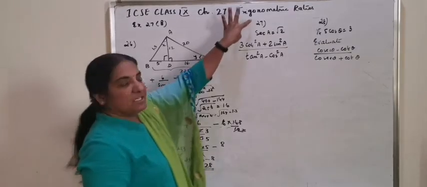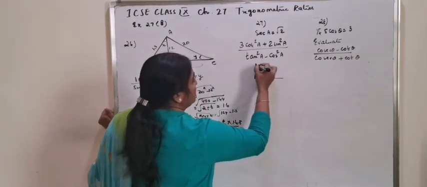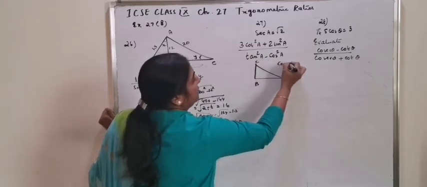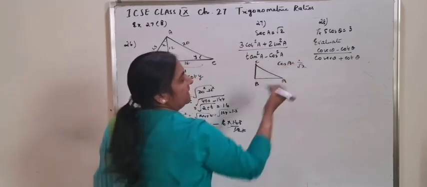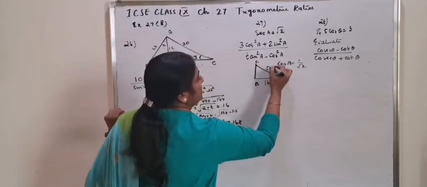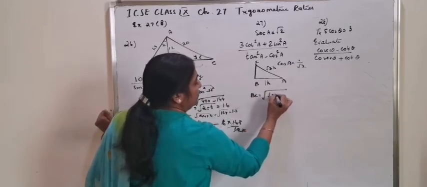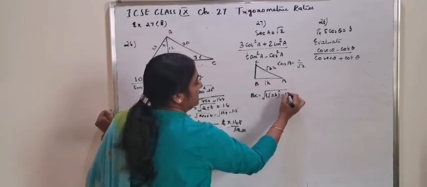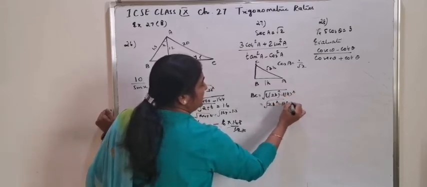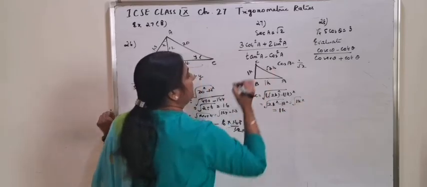The next is question number 27. Sec A is equal to square root 2. Immediately cos A is equal to 1 by root 2. Cos is AB by AC, which is root 2k. Find out BC as square root of root 2k the whole square minus 1k the whole square, 2k square minus 1k square, which is equal to 1k.